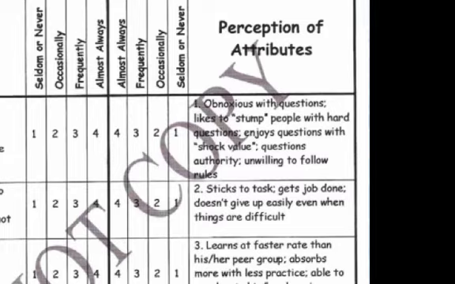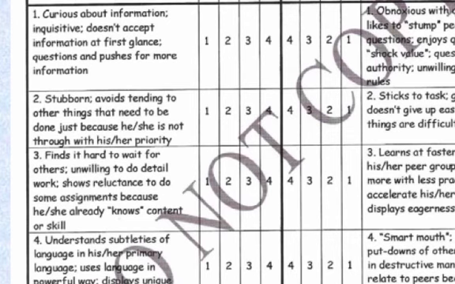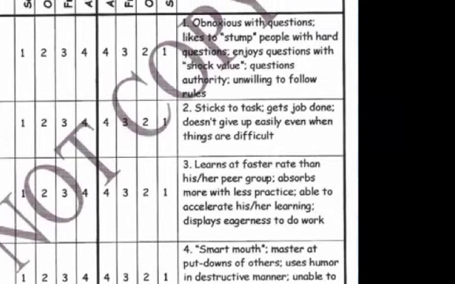So we're really looking at the different types of gifted children. On the second one, stubborn, avoids tending to other things that need to be done just because he or she is not through with his or her priority. On the flip side of it, this child sticks to the task, gets the job done, doesn't give up easily, even when things are difficult.